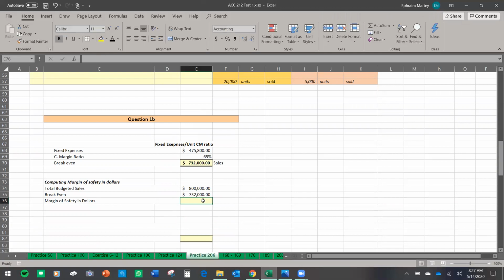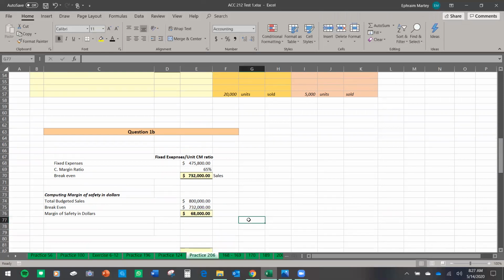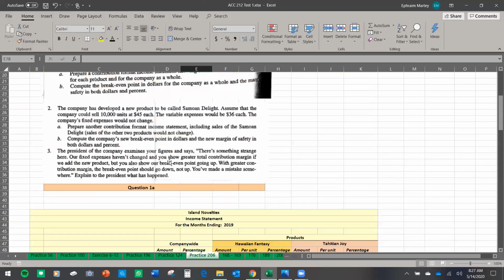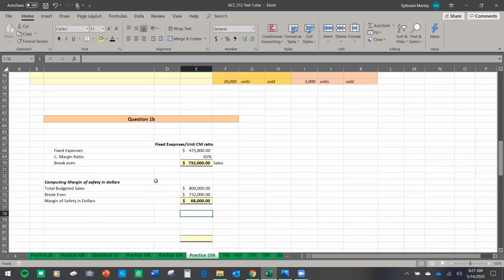So for our margin of safety, we just need to subtract. This one minus that, and then we have 68,000. So that is our margin of safety. We are $68,000 above our break-even point. Okay, great. And the next one, they want us to compute margin of safety in percentage.